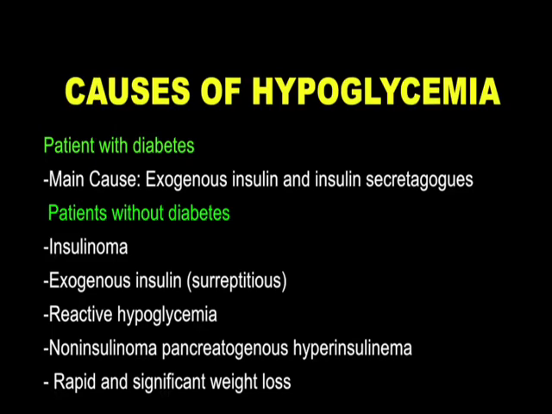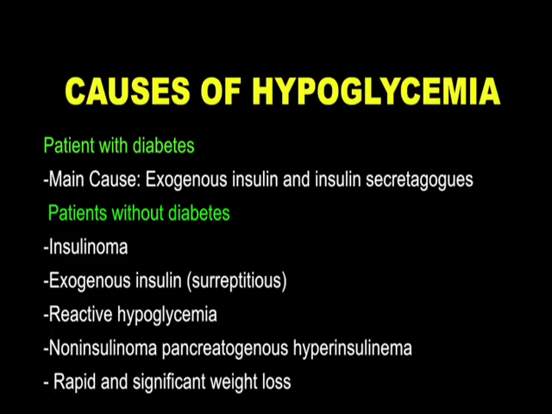In patients without diabetes, some causes of hypoglycemia include insulinoma, so a tumor that secretes insulin, and exogenous insulin use, so patients who are using insulin who shouldn't be, or who are using secretagogues when they shouldn't be. Sometimes we see patients abusing these medications that they've gotten either from a family member or otherwise. Reactive hypoglycemia can occur after a meal. It can sometimes be the earliest sign of pancreatic dysfunction and herald a diagnosis of diabetes, especially in response to a high carbohydrate meal.